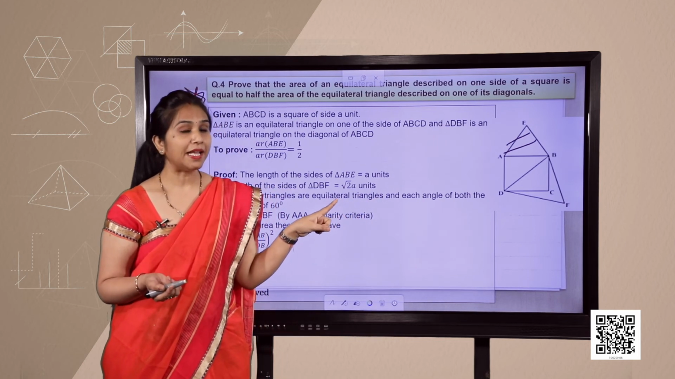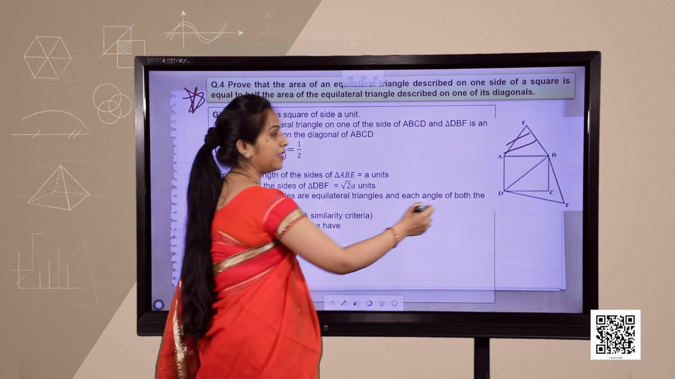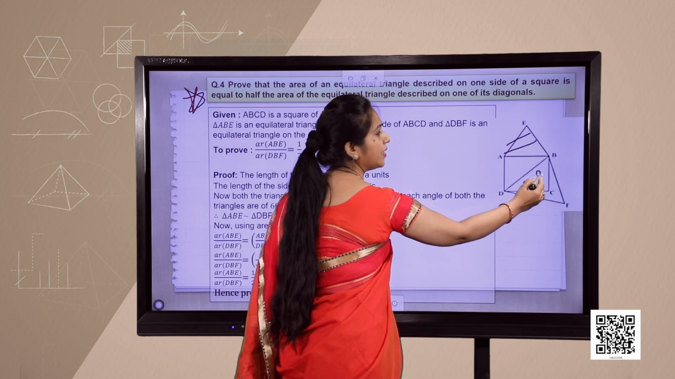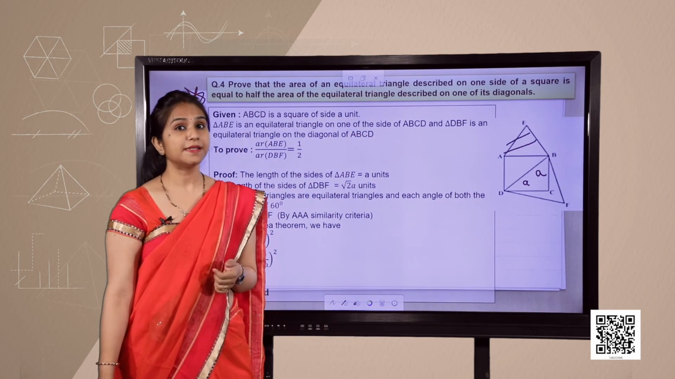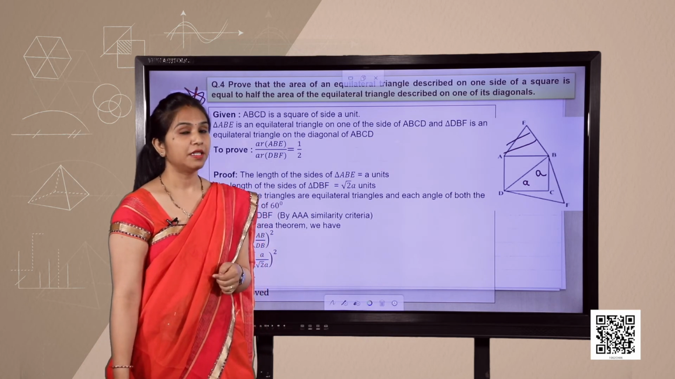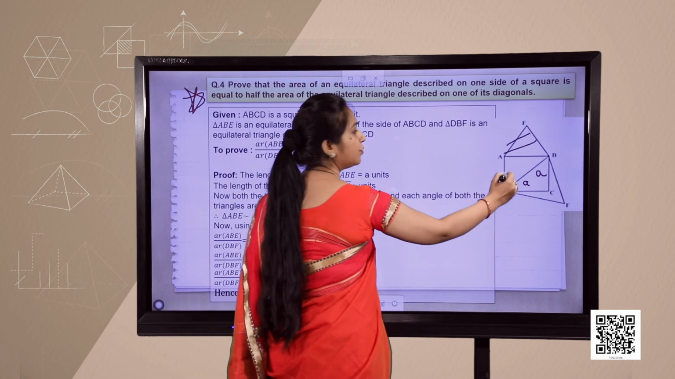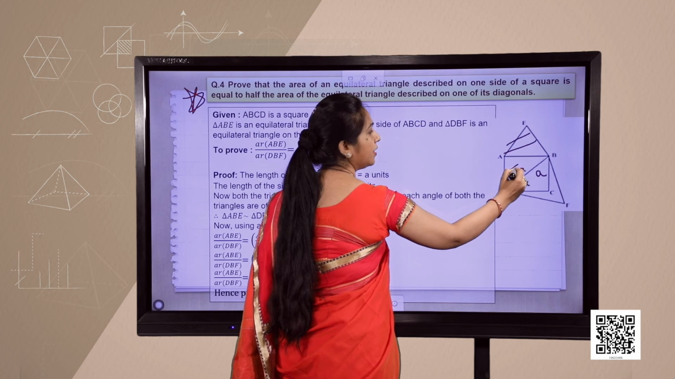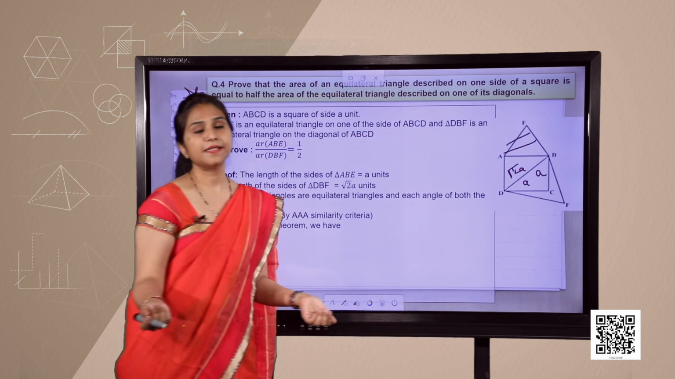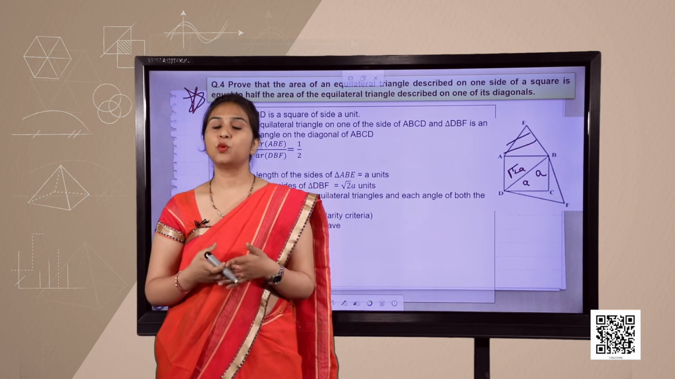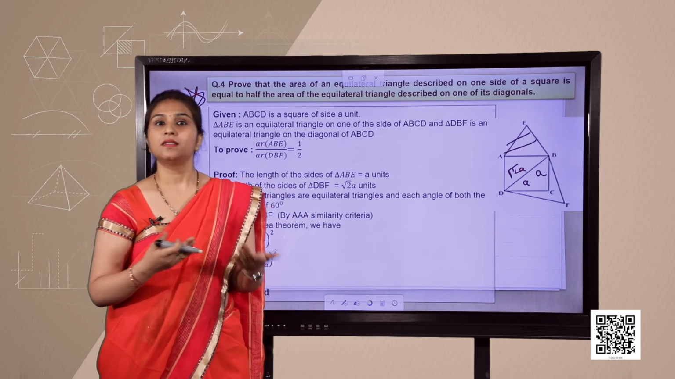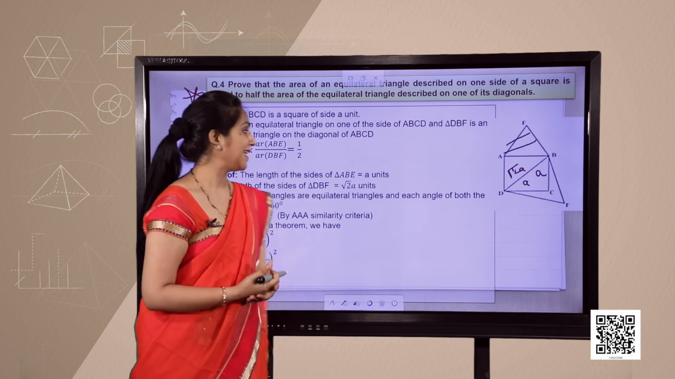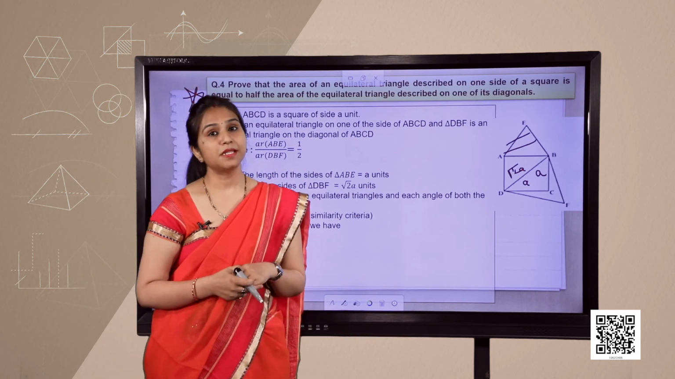How to calculate the diagonal of a square? If this is A, this side is also A, then what will be the value of this diagonal? We can use the Pythagoras theorem here to find the diagonal. So this value will be root 2 A. Okay. So children, the steps are very easy. Simply you have to show that both the triangles are similar and once the triangles become similar, just use theorem 6.6. But how do the triangles become similar?